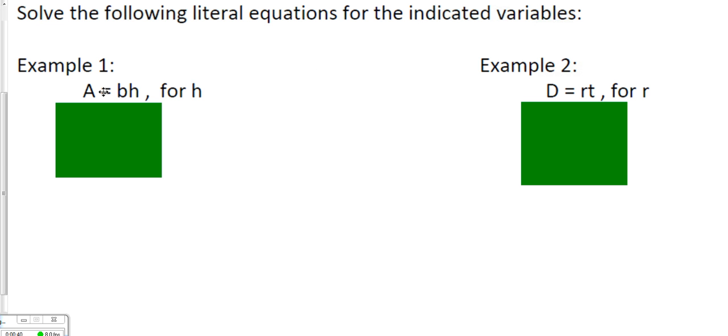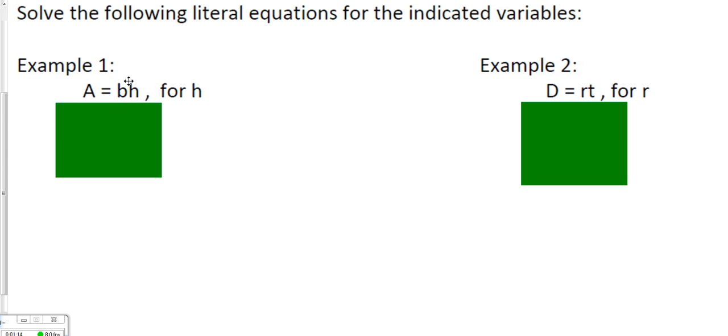In example 1, we have the formula A equals BH. If you remember from shapes and areas, this is the area formula for any quadrilateral. Area equals base times height. A equals BH. In this case, we're solving for h. So if I told you the area of a rectangle or any quadrilateral, and I told you the base of that shape, you should be able to figure out the height. And this is how we do it.